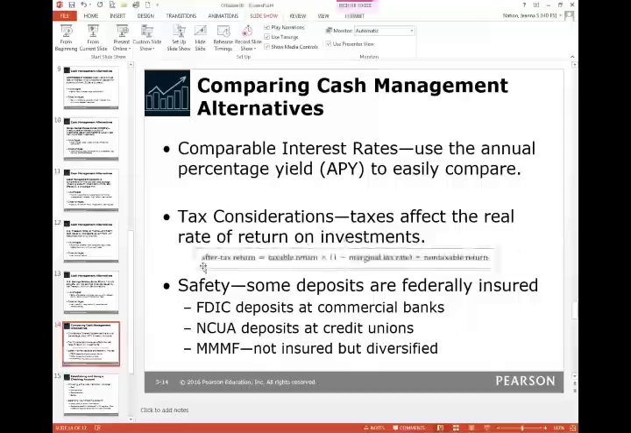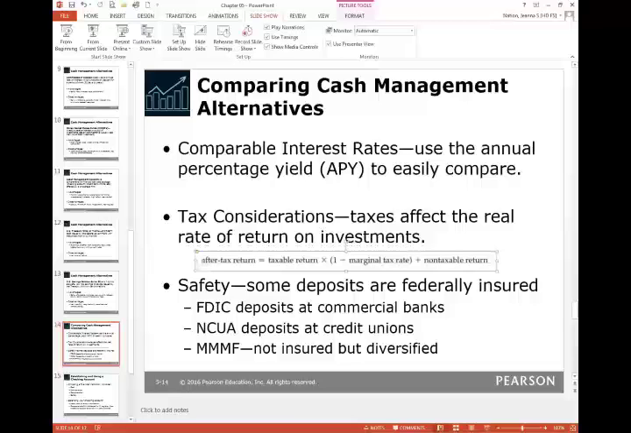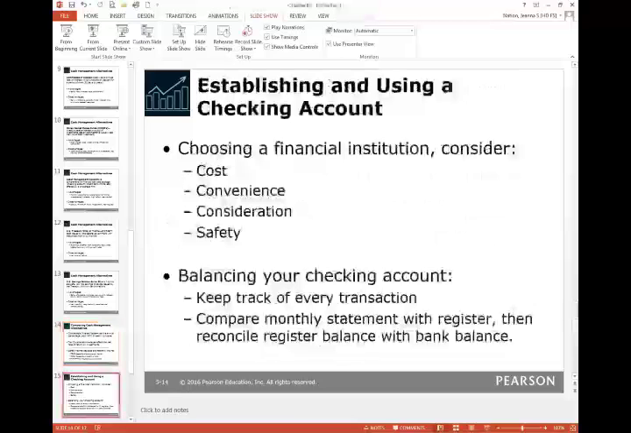And then safety: look at the deposit types and see if they're insured. The FDIC for commercial banks, NCUA for credit unions. Money market mutual funds are not insured. Some brokerage accounts can be insured through the SIPC. And then lastly, ultimately choosing a financial institution that is cost effective for you, convenient, has the safety that you want, and has all the features that you're looking for.